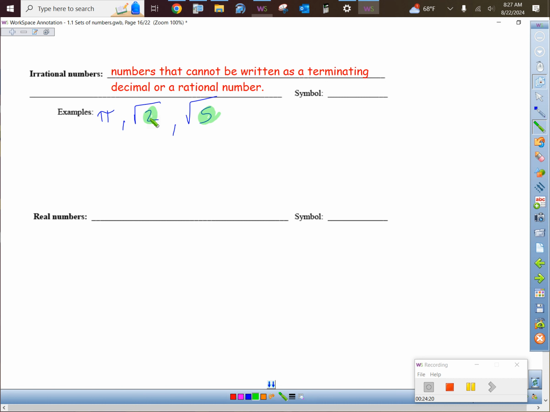Come up with one more, you and a neighbor. What's another irrational number? You're going to have to do a square rooty guy until we get square root of something, right? Cool. Francie, what's yours? 3? Like that? Just 3? Oh, there we go.